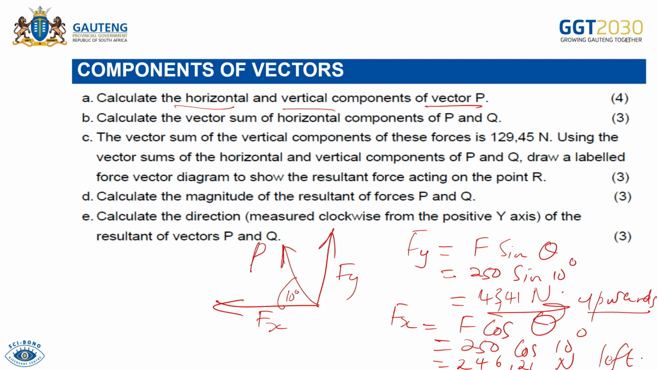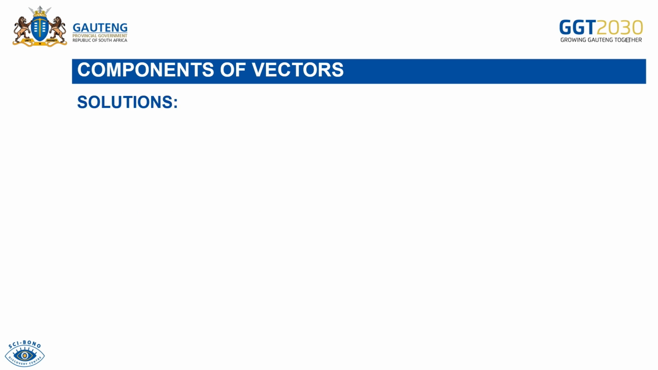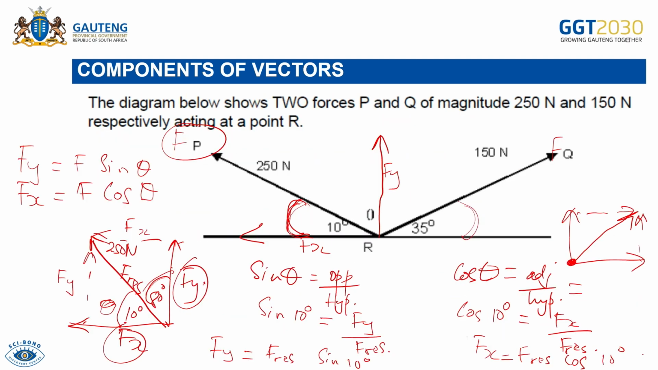Okay, so calculate the horizontal component and the vertical what? Component of what? Of vector P. Right? Simple to calculate the components, but calculation is not a problem. What is important? You must be able to resolve correctly. Right, then let's look at the other one, which is this one.